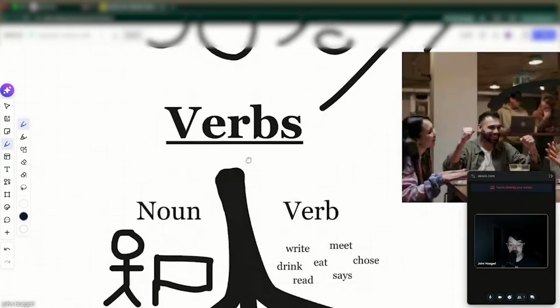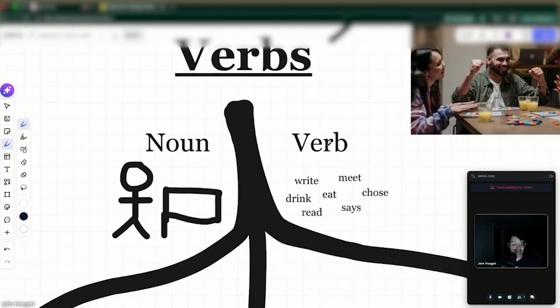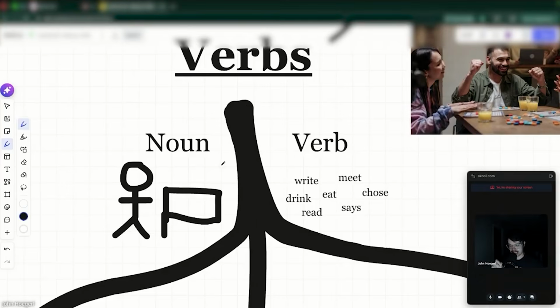Okay, the first thing I need to go over is the difference between a noun and a verb. Now, if you are at least somewhat familiar with English and grammar, this is probably extremely basic for you. But for those of you who are going into this completely blind with no experience, this actually might be something really important to analyze for a second.